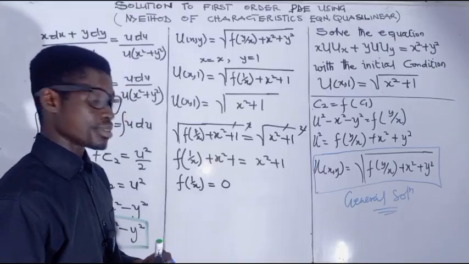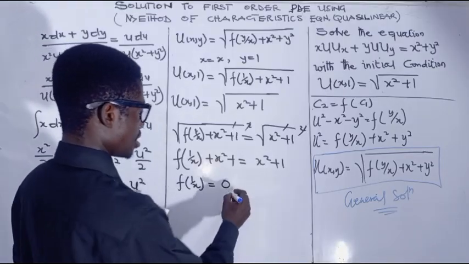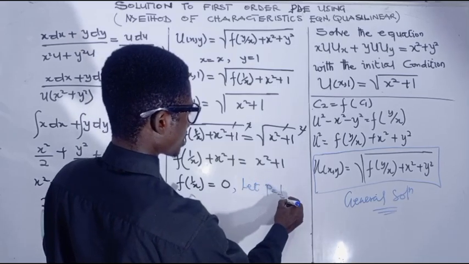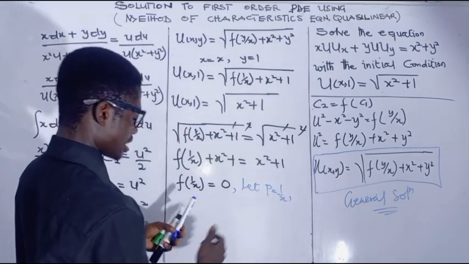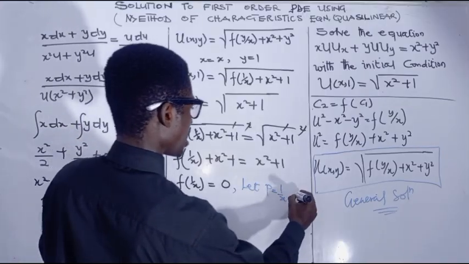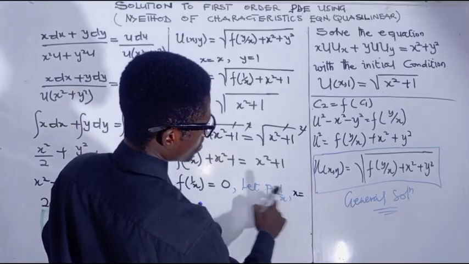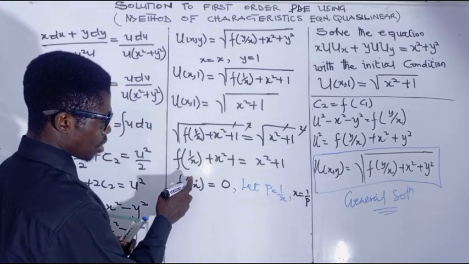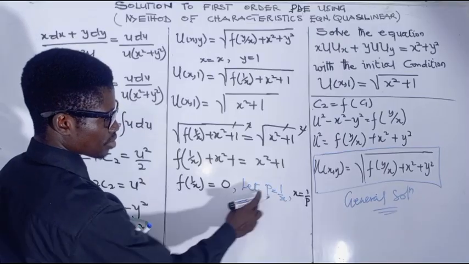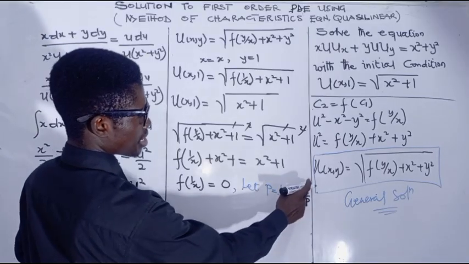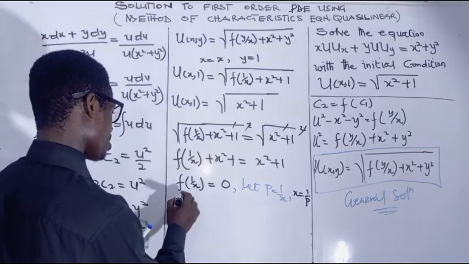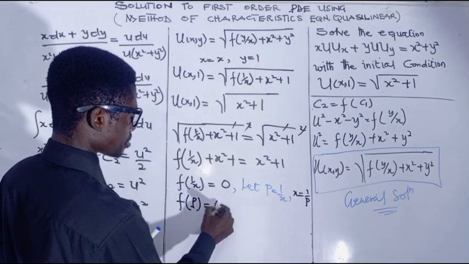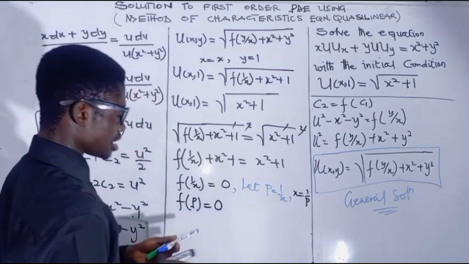So from here, we are going to let any variable at all, let's say p, represent what is in the function. So we are letting p is equal to 1 over x. Then from that, we make x the subject, so x is equal to 1 over p. So this means that wherever we see 1 over x in this equation, we plug in p, and wherever we see x, we plug in 1 over p. So from here, we are going to get f at p is equal to 0.